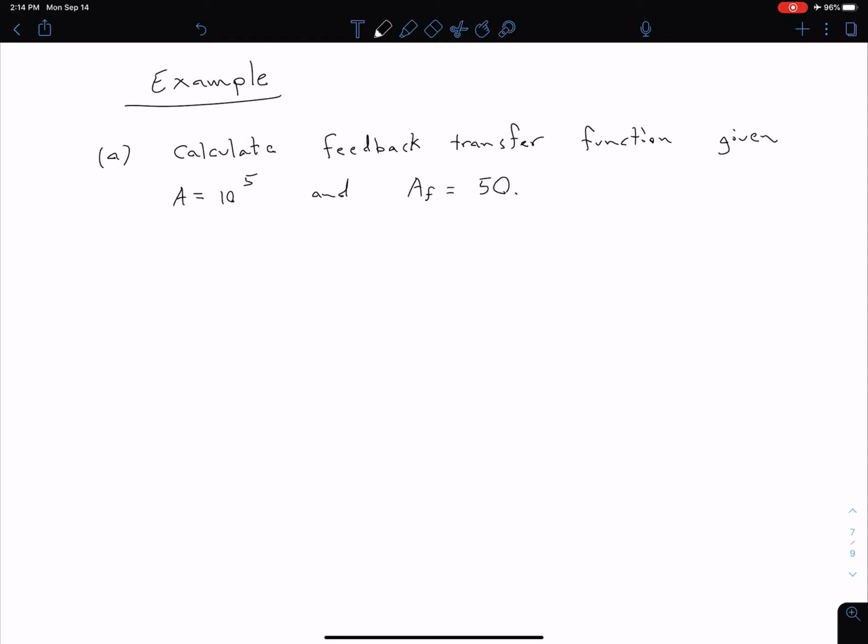Let's look at an example where we use that gain sensitivity equation to see just how much our feedback can improve our circuit stability. In this example, we want to calculate our feedback transfer function given A equals 10 to the fifth and A_F equals 50. Again, this just highlights how important it is to know our terminology. Feedback transfer function means we're trying to find our beta value, and we're given these two values here.